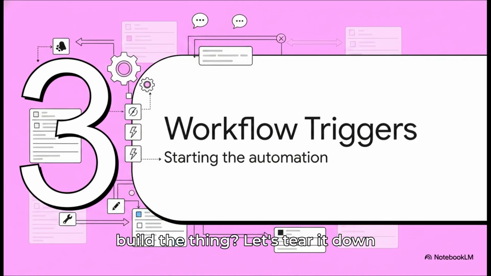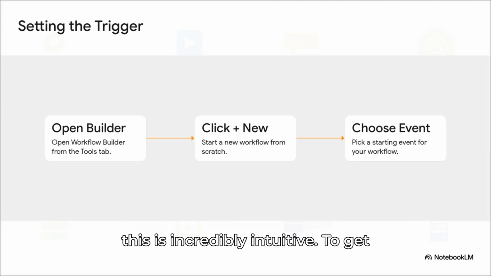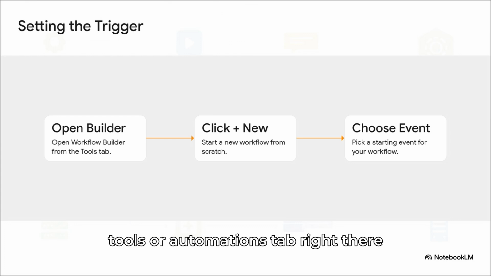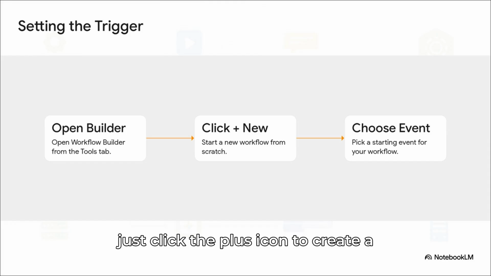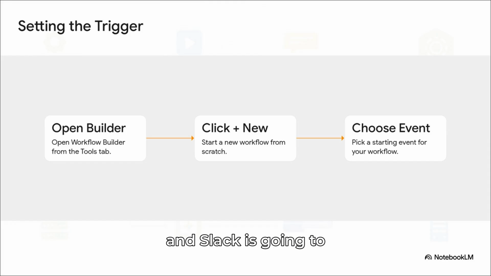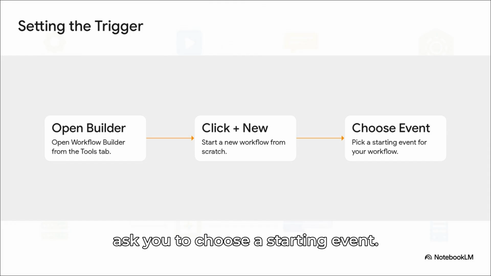All right, Section 3, setting the workflow trigger. So how do we actually build the thing? Let's tear it down to its studs, starting with the trigger, which is simply the action that kicks off your automation. The interface in Slack for this is incredibly intuitive. To get started, you just navigate over to the Tools or Automations tab, right there in your left-hand sidebar. From there, you just click the plus icon to create a brand new workflow, and Slack is going to ask you to choose a starting event.